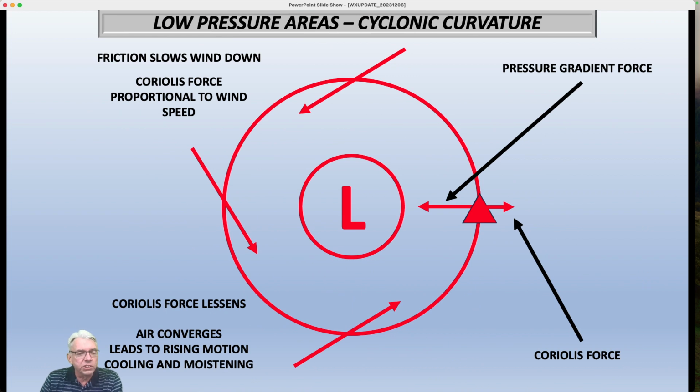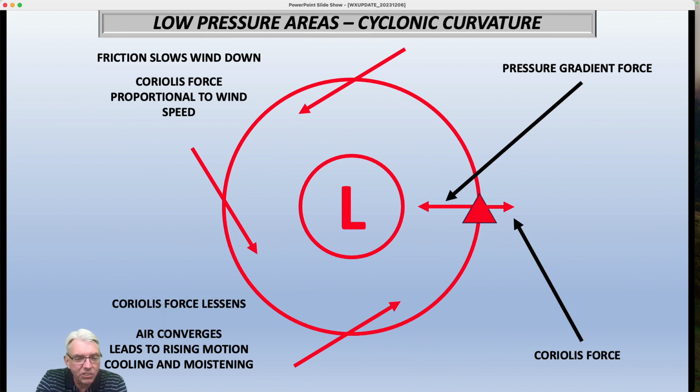So when air converges, it leads to rising motion, okay? Air's coming together, it can't go down into the mud, so it's got to go up, and that leads to cooling and moistening, and if it cools and moistens enough, then you end up getting clouds and precipitation. So friction plays a major role in the way the wind blows around areas of high and low pressure. If friction was not a force at all, then things would be balanced and the weather would be fairly boring, okay? But this livens it up quite a bit, just by nature of the fact that we have this imbalance of forces due to friction.